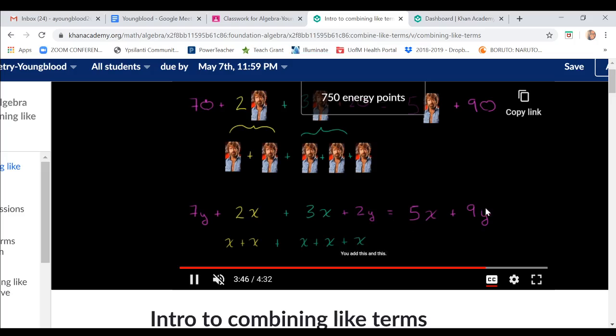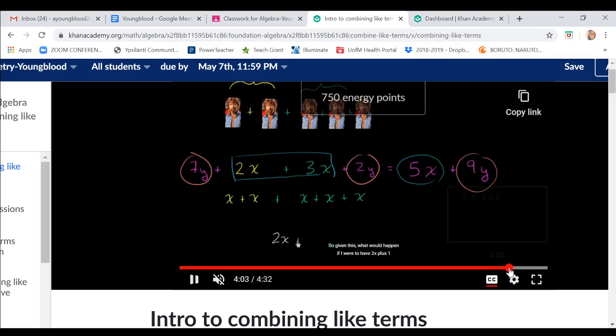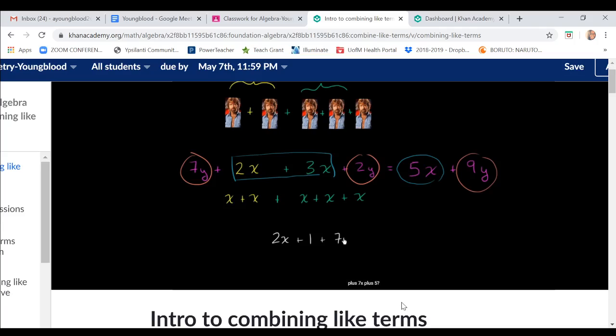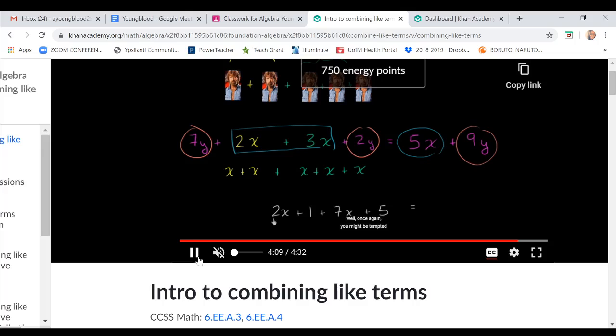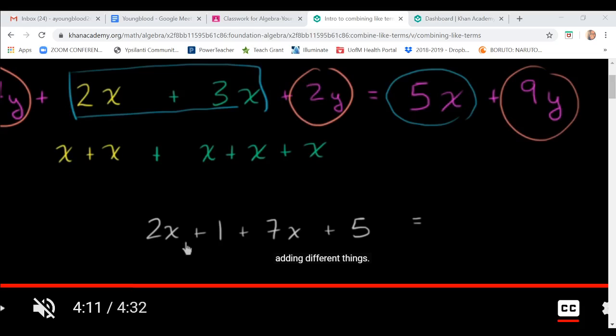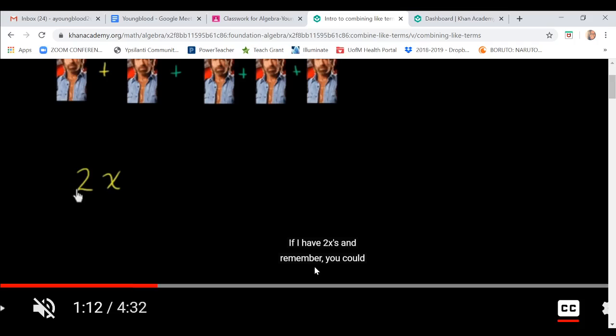So the y's are combined here, the x's are combined here. He's just circling them so you can clearly see that. And then he gives us one more example. So now I want you guys to pause and think about how we simplify this. So my students in class. Okay, so now we're going to keep going to see how Sal finishes this video.